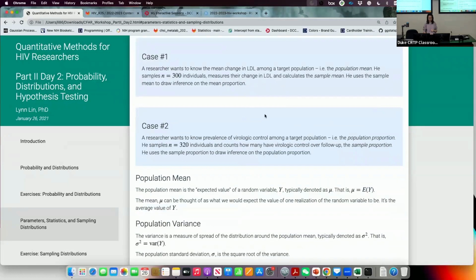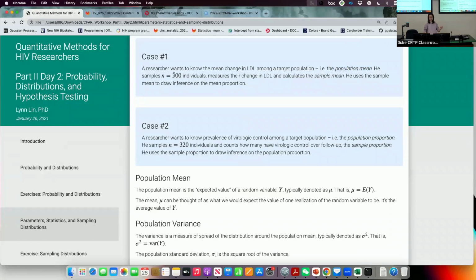For example, case one: a researcher wants to know the mean change in LDL among the target population. The mean change in the population is our population mean, which is the population parameter, the thing that we will never get to observe, because we can never afford to measure everyone in the population. If we could, we wouldn't need statistics; we could just sum it up and divide by the population size. But instead, we do a random sample.